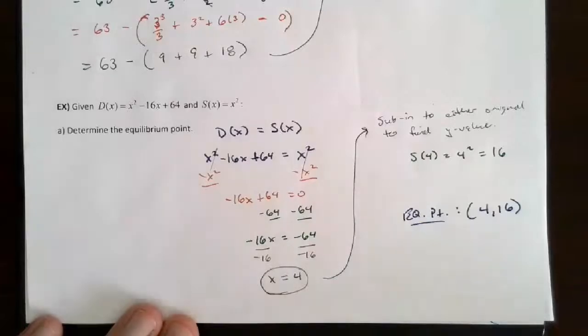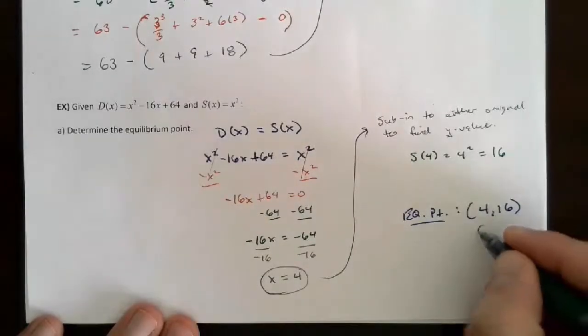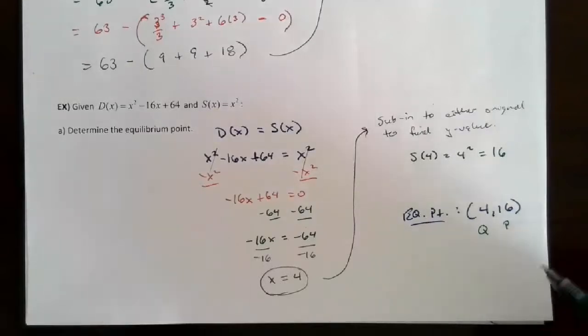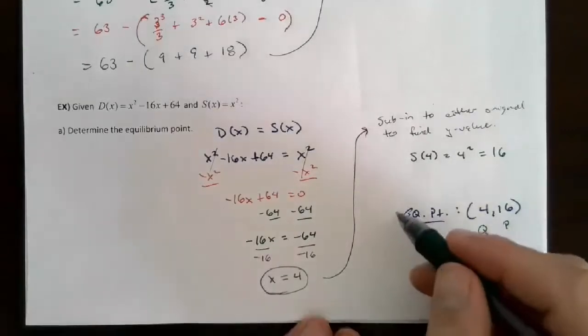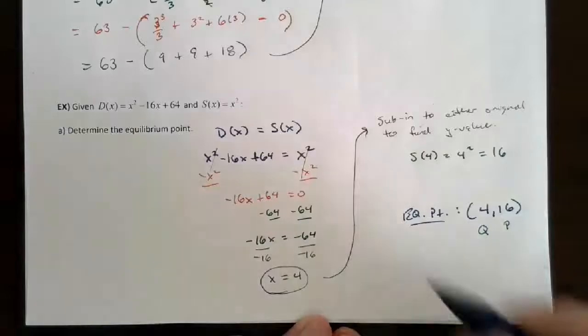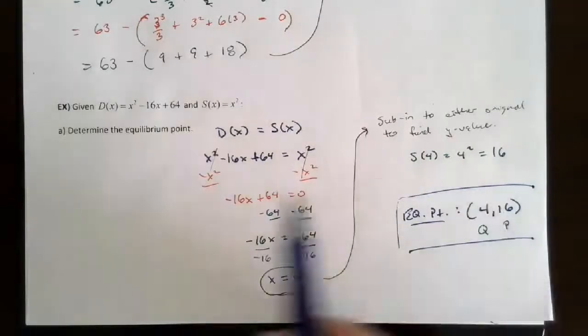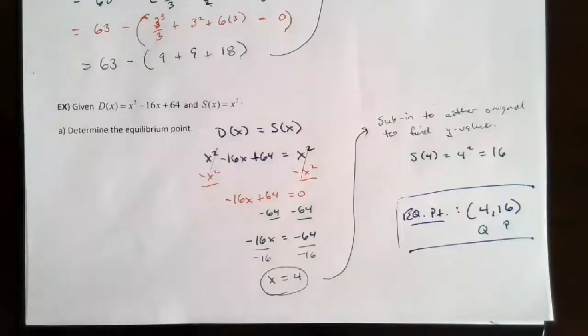And in our case, what we've been talking about, this would be our quantity Q at the price per unit P. So it would be 4 units at $16 per unit. And that would be us finding the equilibrium point. If you had subbed 4 into the d of x function, taking d of 4, you still would have gotten the same answer. It's just that this was quicker to get the y value. So we found the equilibrium point, and that was part A.